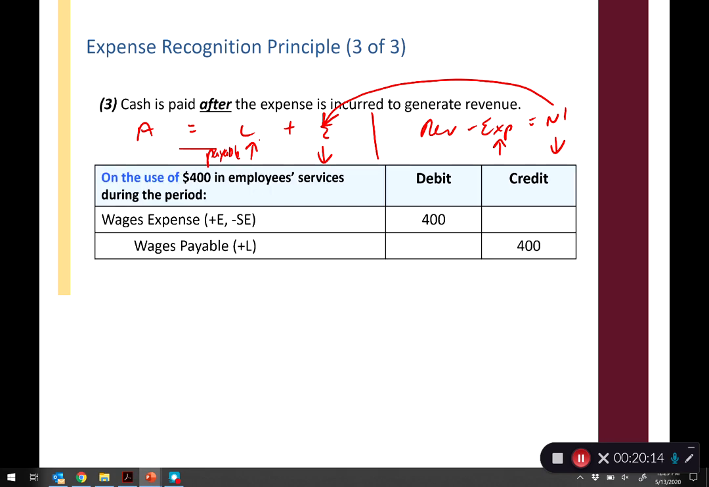Journal entry form, if we have 400 in employee services that have been used but unpaid, we record the expense by debiting the expense to make it go up according to our conversion guide, and then we record an increase in our liabilities because now we owe the employees that money. They've worked for us, we haven't paid them yet, so we owe them. What happens after when we pay them? Well, our payable would go away and our cash would go away.